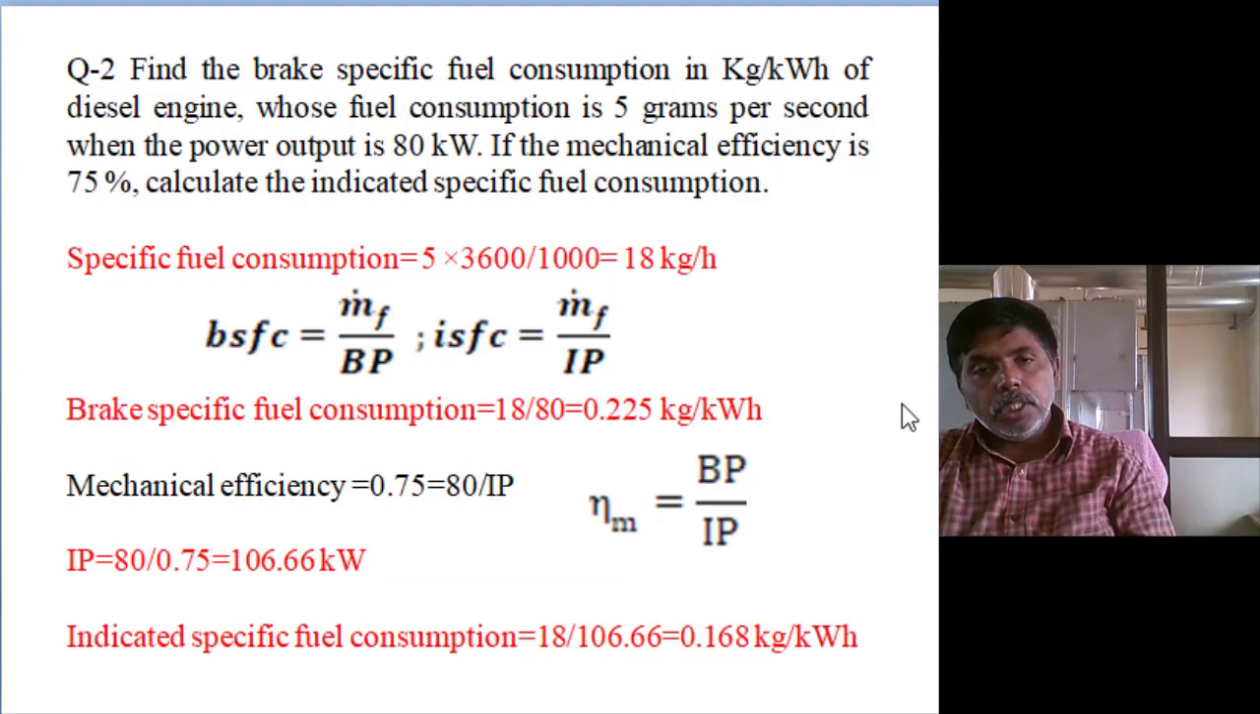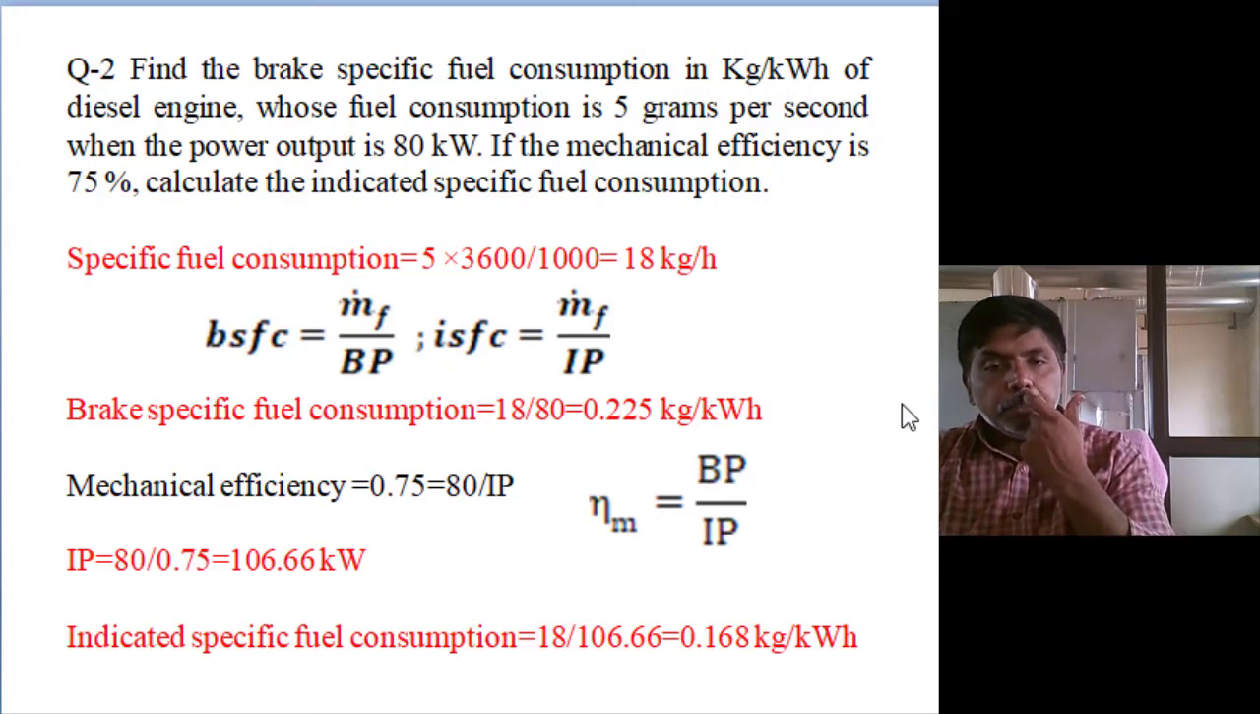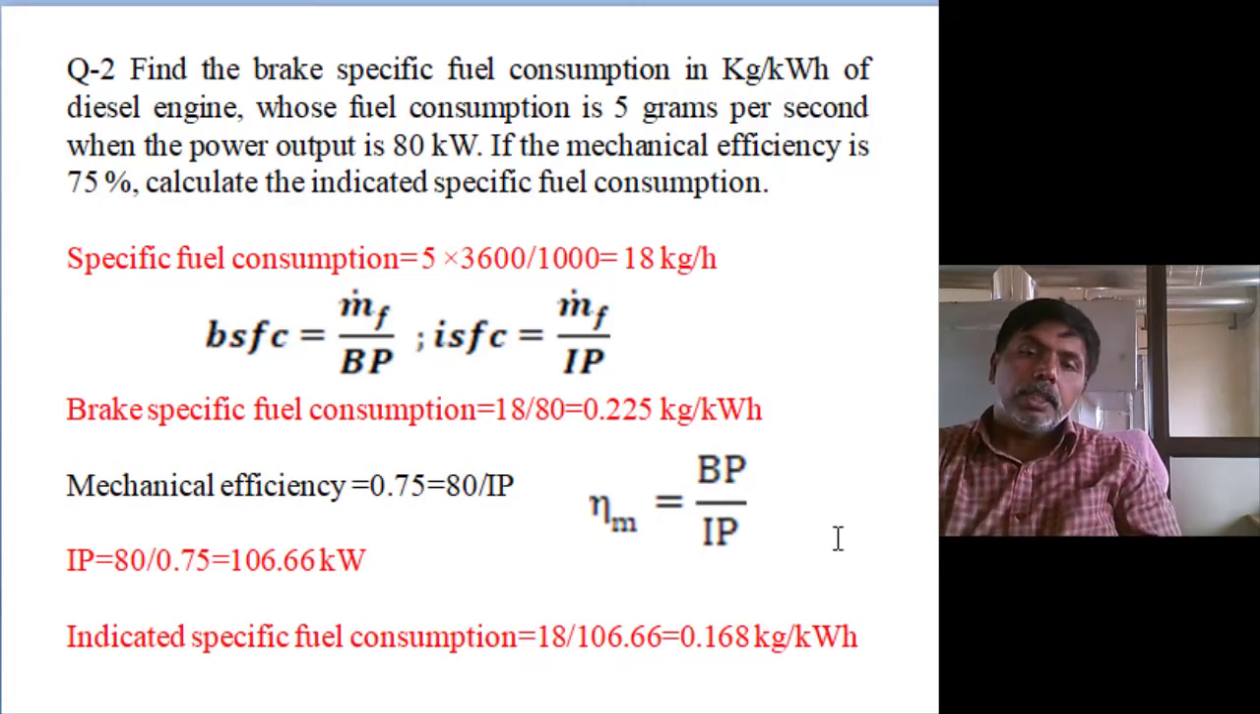Next, the mechanical efficiency, 0.75, is the mechanical efficiency. Mechanical efficiency is brake power by indicated power. The brake power of 80 is given in the problem, the mechanical efficiency is 0.75, then the indicated power is 106.66 kilowatt. Then what is the indicated specific fuel consumption? It is equal to 18 by 106.66, which is 0.168 kg per kilowatt hour.